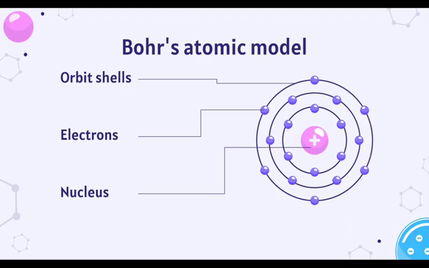This is an illustration of an atom. In the center, there is the nucleus. In the nucleus, there are protons and neutrons. The electrons are in the outer shells. They are negatively charged.